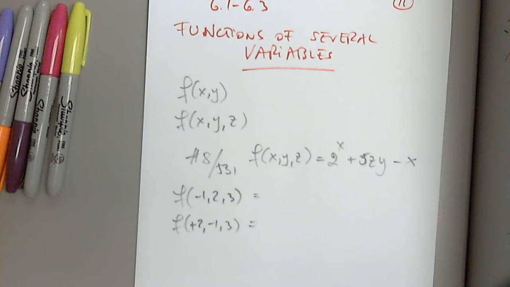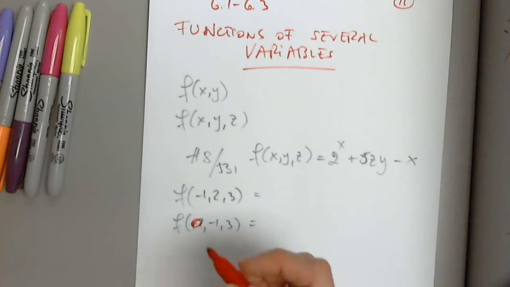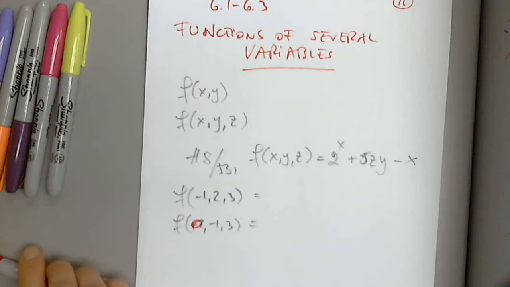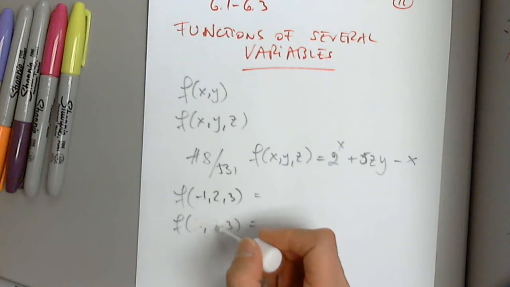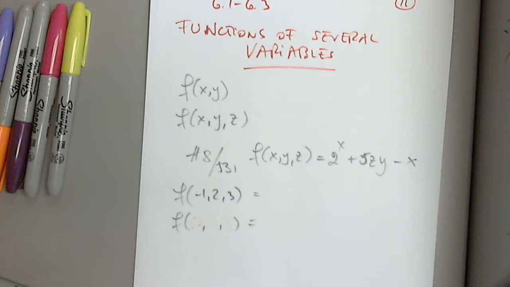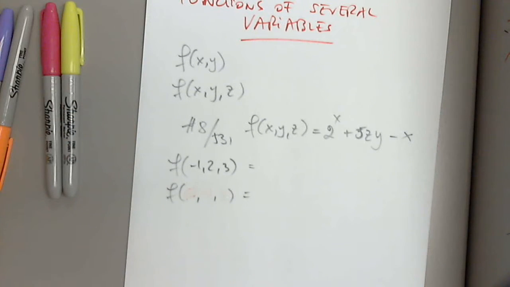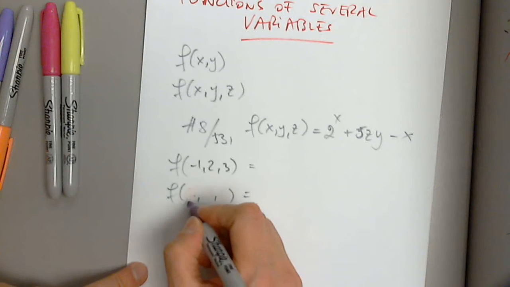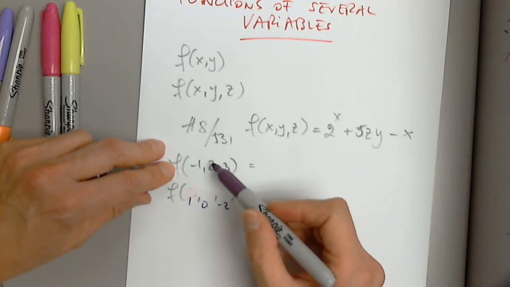Sorry, you're not keeping an eye on me. I copied from a different problem. It doesn't matter. I'm just illustrating how to evaluate these functions, which has nothing to do with anything other than what we've been doing for one variable. So the second point, I'm sorry, was 1, 0, -3. So I'm sure you know what we're trying to do.